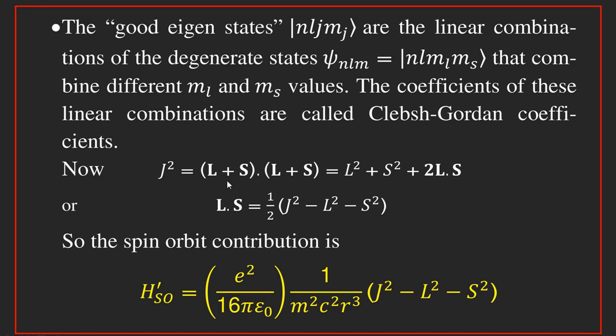Now we have J square is equal to L plus S dot L plus S, that is equal to L square plus S square plus 2 into L dot S. So we get L dot S is equal to 1 by 2 into J square minus L square minus S square. So this is L dot S. So our spin orbit contribution H dash of SO is equal to E square by 16 pi epsilon 0. This 1 by 2 is added here, so 8 becomes 16. Now 1 by m square c square r cube into J square minus L square minus S square. So this is the spin orbit interaction in terms of the operators J square, L square and S square.